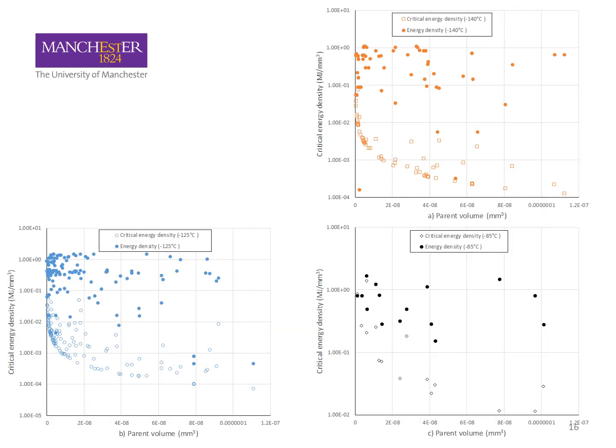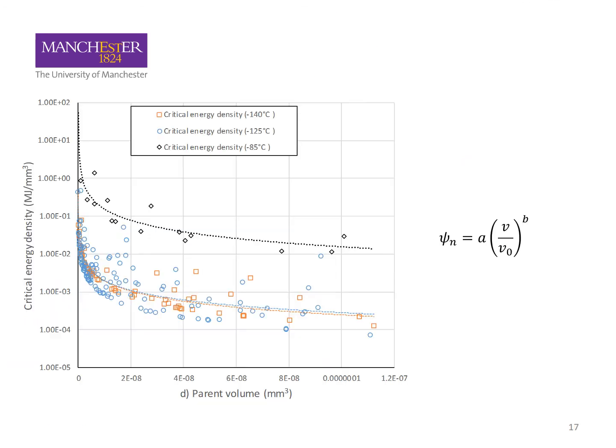These figures show the energy density for each temperature now, where the energy density is again reduced to the critical energy density, and the critical energy density decreases with particle volume. We now have the critical energy density for the three different temperatures. Note again the similarity between -140 and -125, and we can draw a best fit curve using a simple power law.